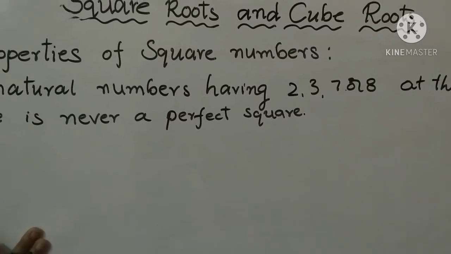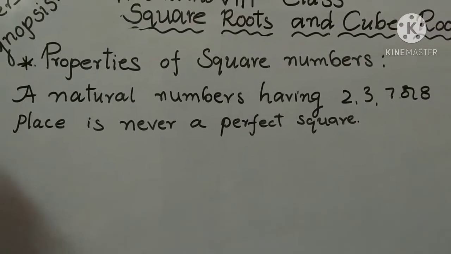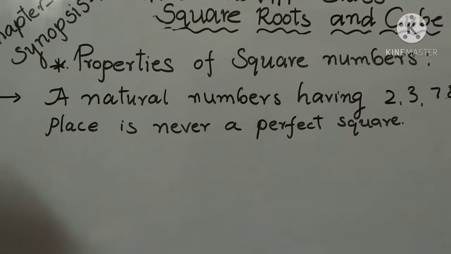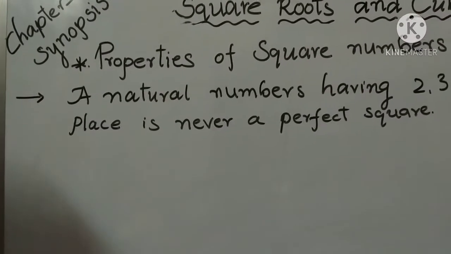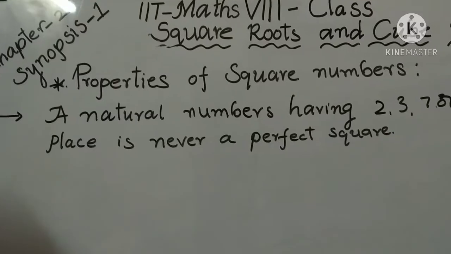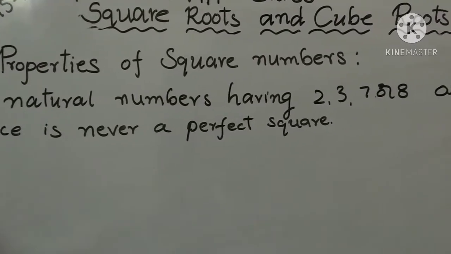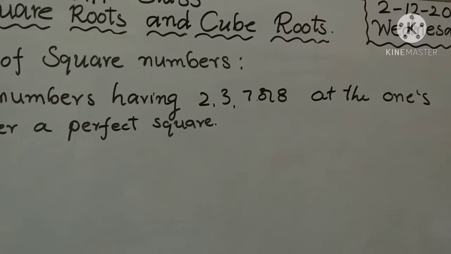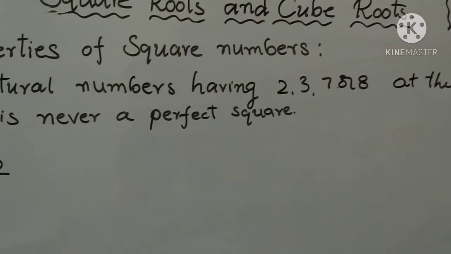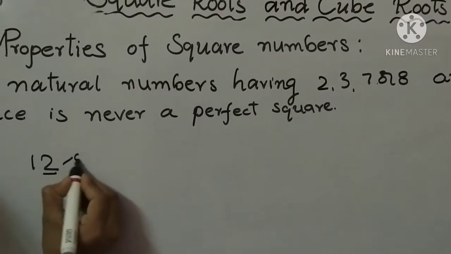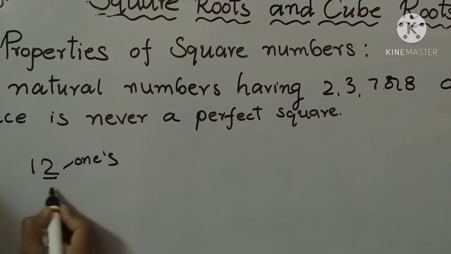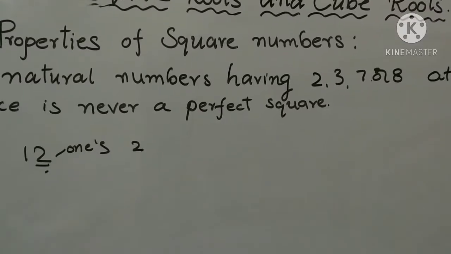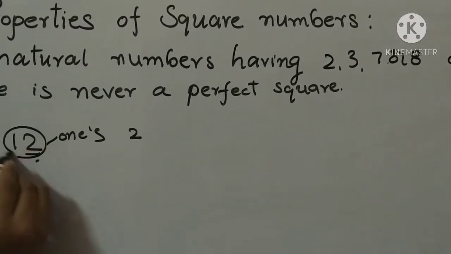It means you can take any 2-digit numbers or 3-digit numbers and so on, any type of numbers. But if the ones place is 2, 3, 7 or 8, that number is not a perfect square. For example, 12. Here the ones place is 2, so 12 is not a perfect square.